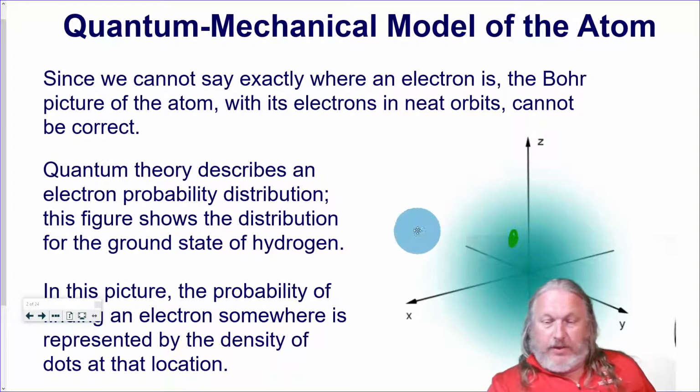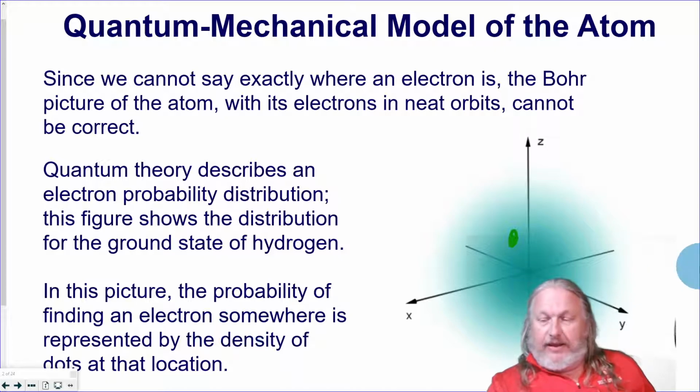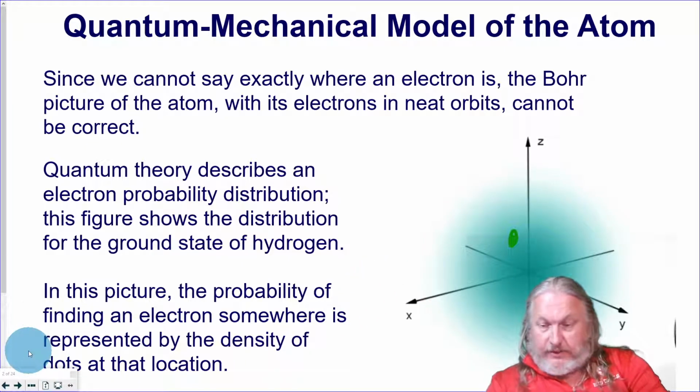So in this picture, you can see that the probability of finding the electron is represented by the density of the dots at the location, right?